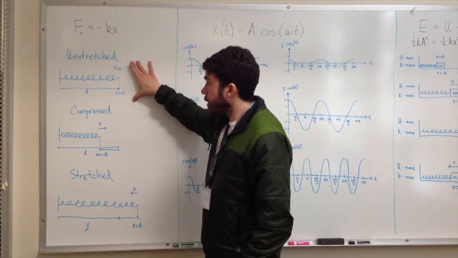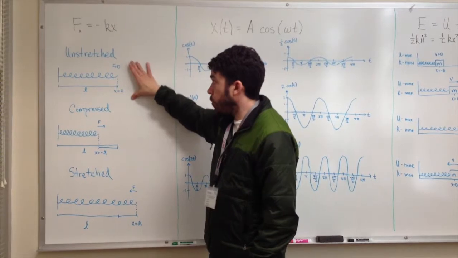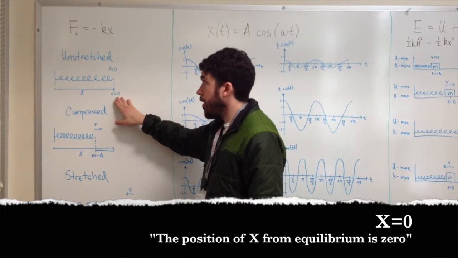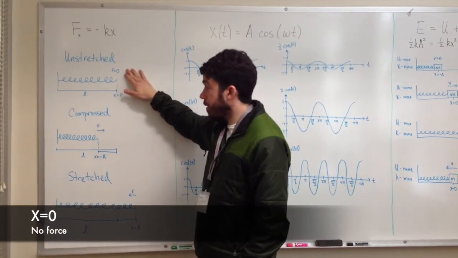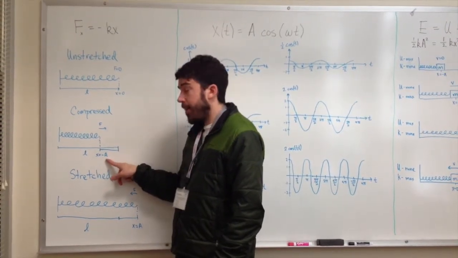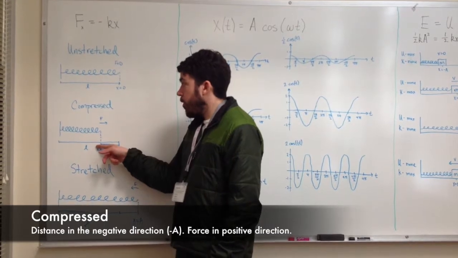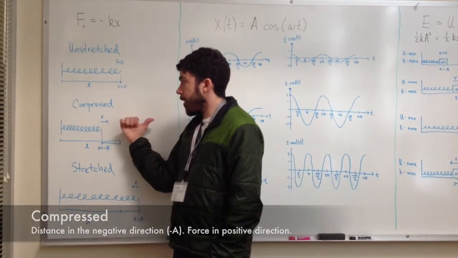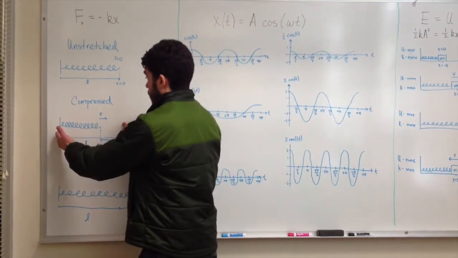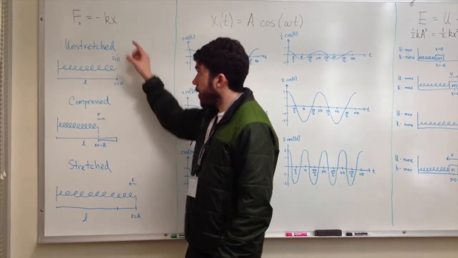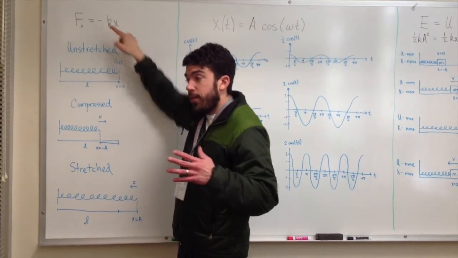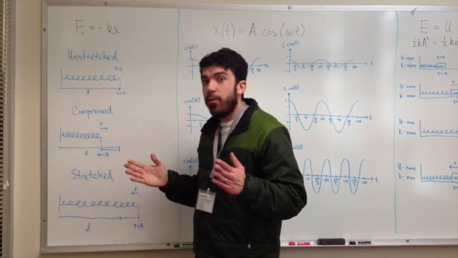Here would be a diagram of an unstretched spring, where the position x from equilibrium is 0, and there is no force. Whereas if we compress the spring, say a distance a in the negative direction, then the force is in the opposite direction, trying to return the spring back to equilibrium where it was before. That's where this negative sign comes from in our equation. We want the force to return us to where we were.